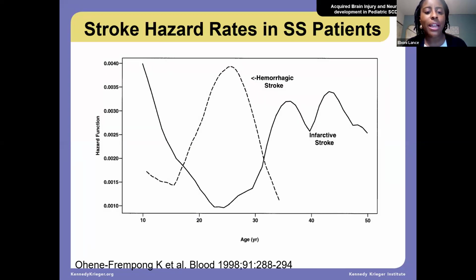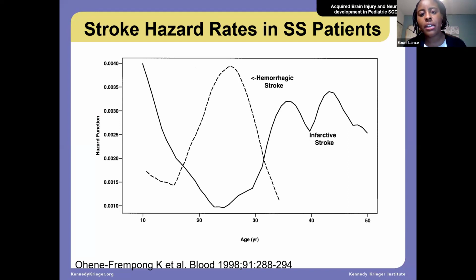And so this is a graph from a natural history study of sickle cell disease. And you can see here that these patients are at risk for different types of stroke over the lifespan. So they have both hemorrhagic stroke as well as infarctive stroke. And the infarctive stroke graph also includes the data that I was talking about from the silent cerebral infarctions or the silent strokes. And so you can see that the highest risk for those infarctive strokes is actually in children under the age of 10.